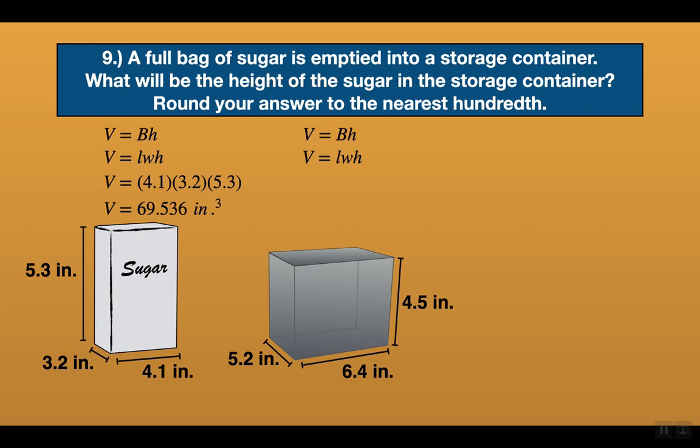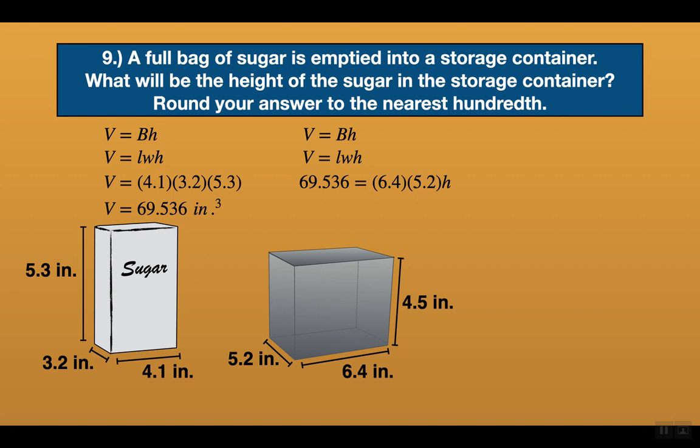Do we know the volume of the sugar once it's in the storage container? Yes, we do. It's the same as the volume that we had in the bag. The volume is the same. So I'm just substituting the volume of the bag of sugar for V because it's going to be the same volume when you pour it into the storage container. The length and the width are going to be the length and the width of the storage container. What we're trying to solve for is the height of the sugar once it's in the storage container. So that's why I have not substituted any value for H. We need to solve for H.